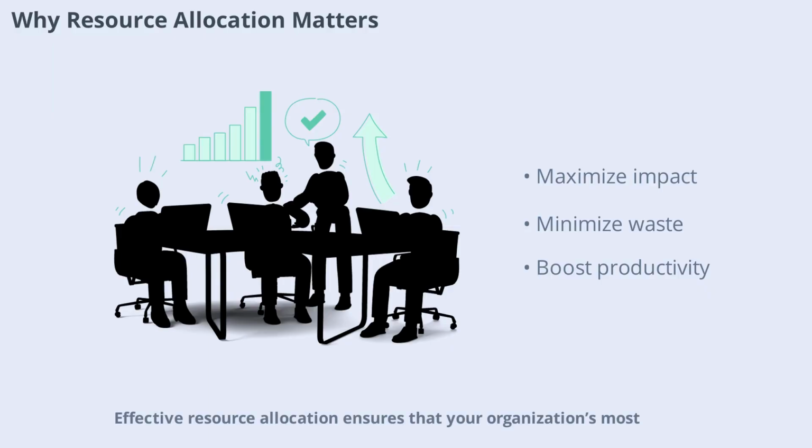Effective resource allocation ensures that your organization's most valuable assets are focused on the highest priority initiatives. When resources are spread too thin or misdirected, projects can stall and opportunities may be missed. By aligning resource allocation with strategic goals, you create a roadmap for success that maximizes impact and minimizes waste. This approach not only boosts productivity but also enhances employee engagement, as teams see their efforts contributing to meaningful outcomes. Next, we'll discuss the challenges organizations face in resource allocation.